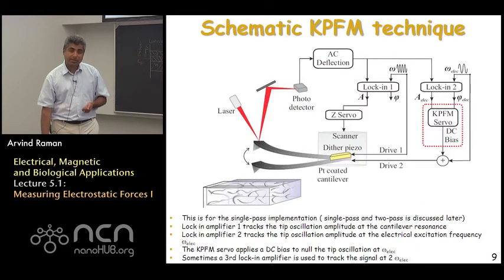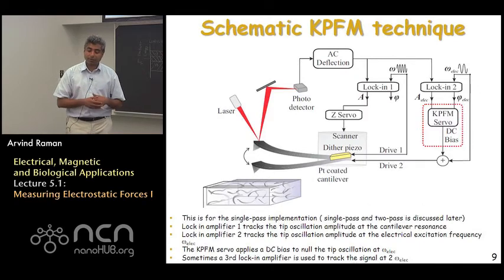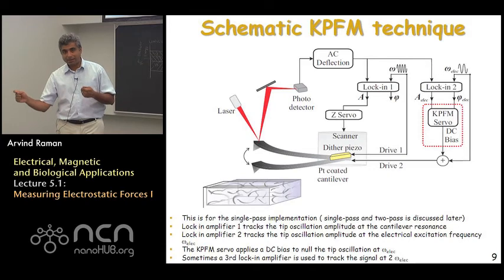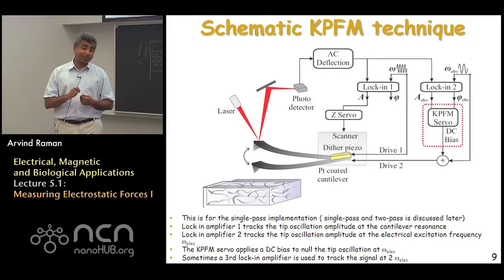What I've shown here is a schematic sketch of how the Kelvin probe force microscope works. We have a sample, we have a cantilever. We need at least 2 lock-in amplifiers to implement this. The measured AC deflection goes into 2 lock-in amplifiers. One lock-in amplifier measures the amplitude and phase at the mechanical excitation frequency omega. The other lock-in amplifier measures the amplitude and phase at the electrical excitation frequency.